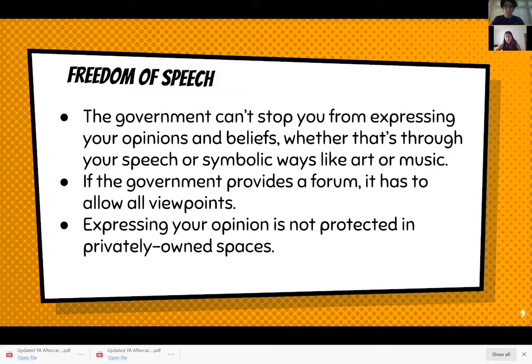If the government provides a forum, it has to allow all viewpoints, and expressing your opinion is not protected in privately owned spaces. Therefore, in private schools, it's not always protected. When it says you have to provide a forum, if you want to draw a picture about Vino cream and your partner wants to draw a picture about Vaseline, the government and your school have to show both of those pictures, even if the principal hates Vino cream. Stupid example, but it's true.